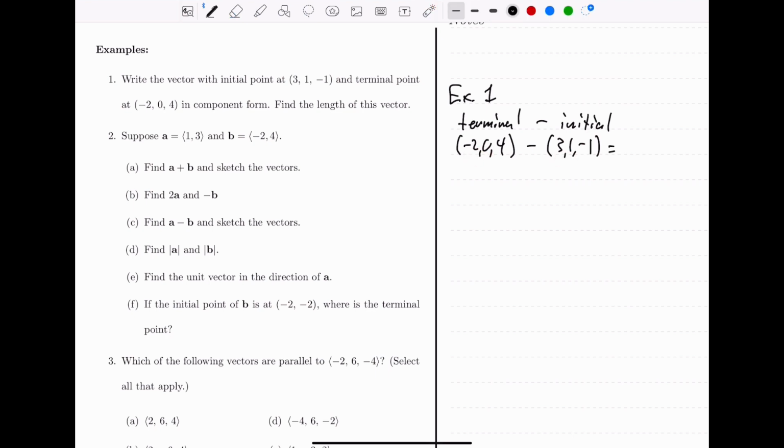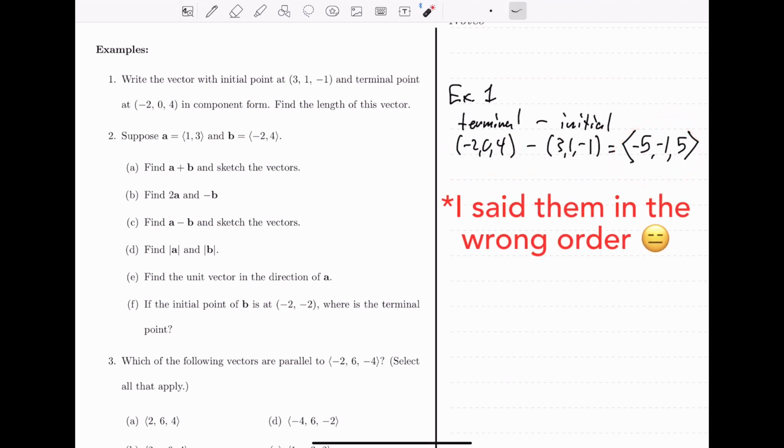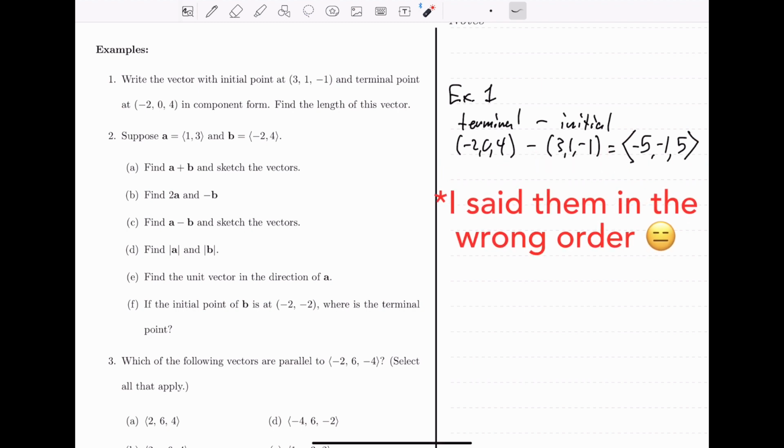So I start with negative 2 minus 3, and now this is going to be a vector. Negative 2 minus 3 is negative 5. 0 minus 1, negative 1. 4 minus negative 1 is 4 plus 1, which is 5. So I get this vector, negative 5, negative 1, positive 5. This is the vector that starts at negative 2, 0, 4 and ends at 3, 1, negative 1.